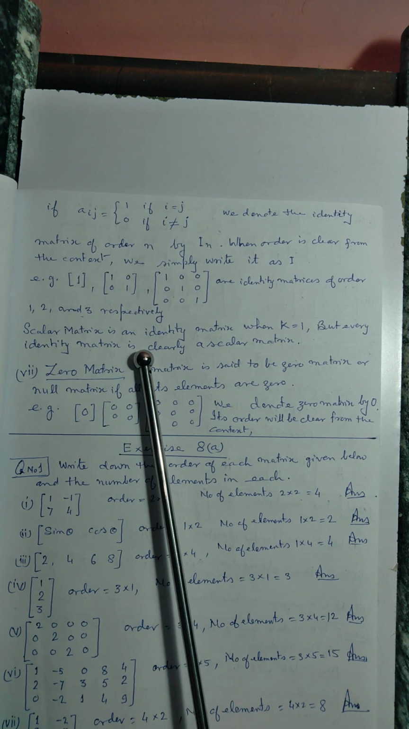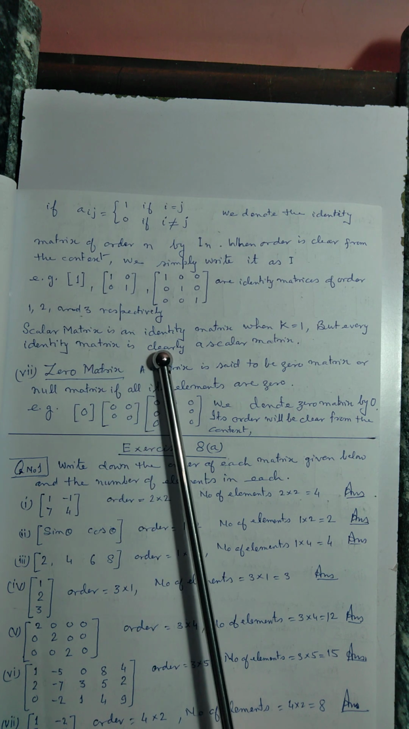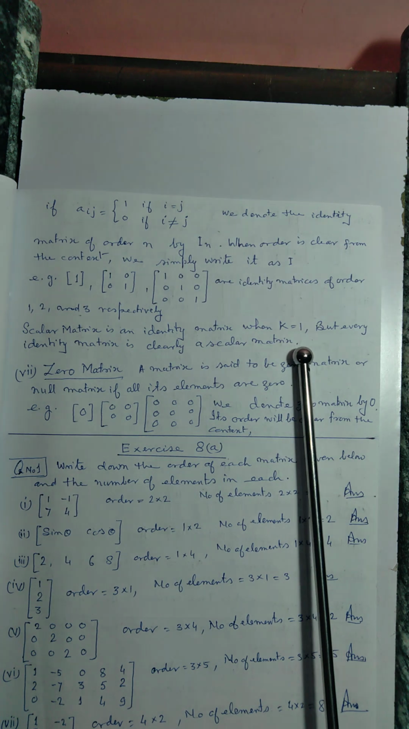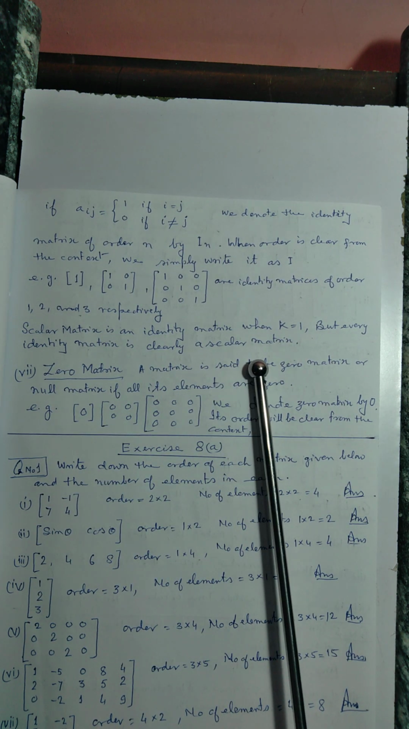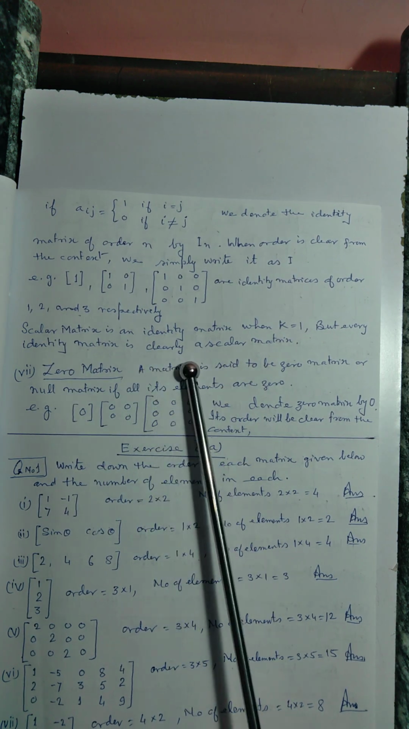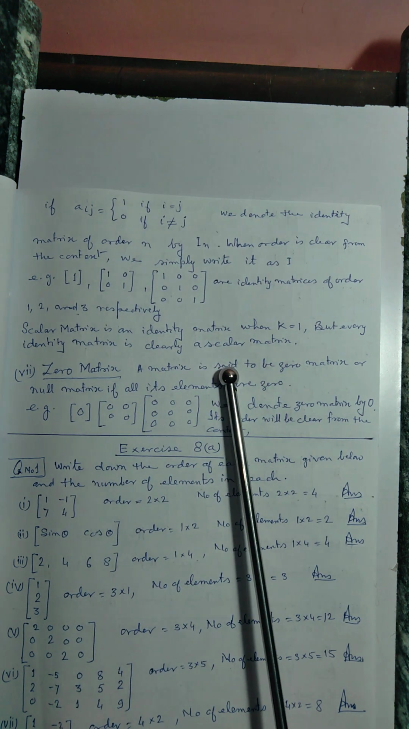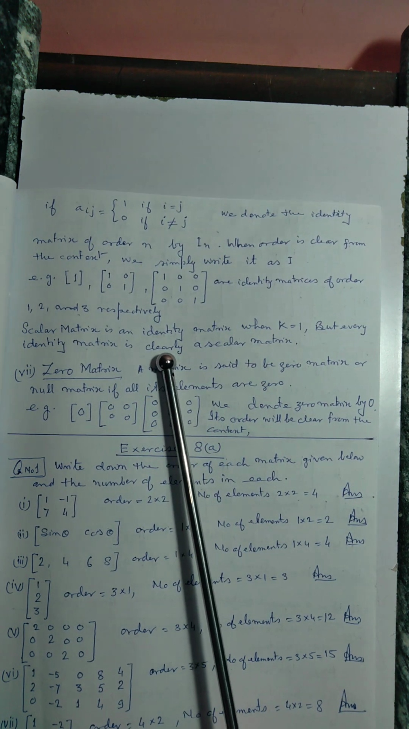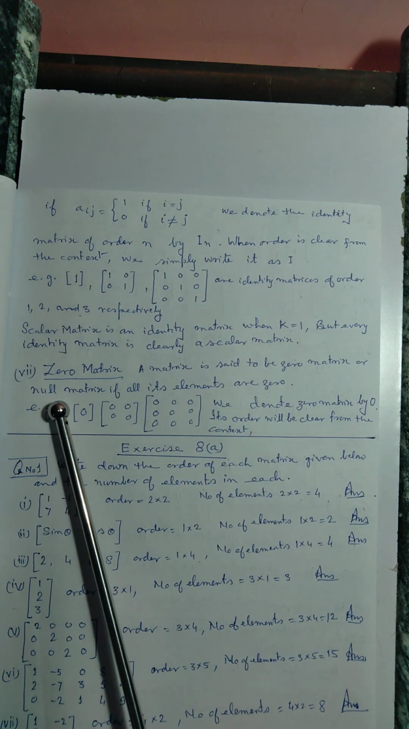A scalar matrix is an identity matrix when k is equal to 1. But every identity matrix is clearly a scalar matrix. Every identity matrix is a scalar matrix, but not every scalar matrix is an identity matrix. Only those scalar matrices will be called identity matrices provided k is equal to 1.